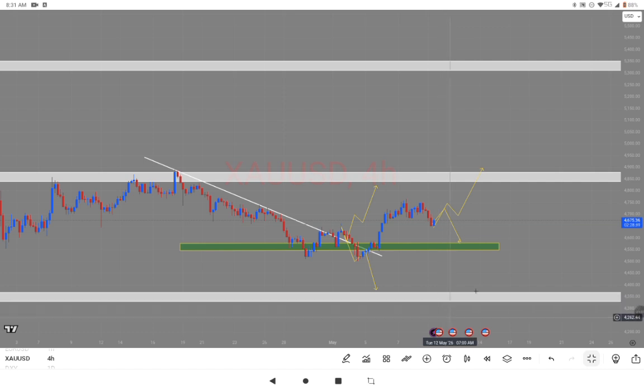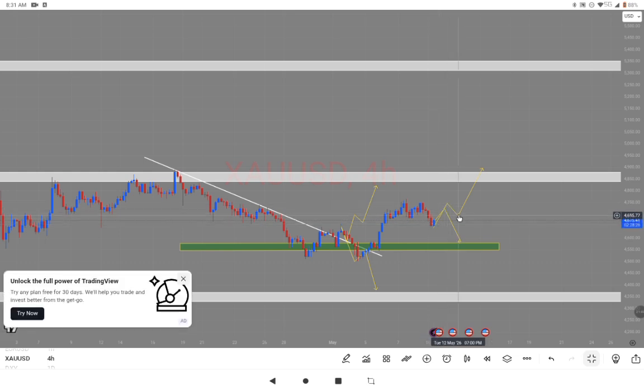$4,350 level, which is this particular key zone here. That will be the next drop. Or, as long as the market keeps going to the upside and this retracement should hold here.